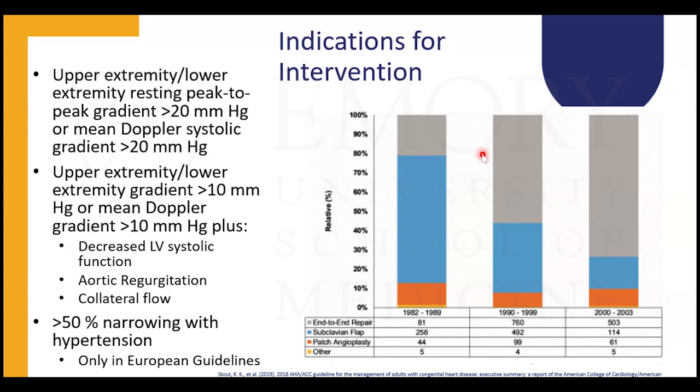The other thing that's notable is the method of repair has changed over time from primarily a subclavian flap repair to now an end-to-end anastomosis repair. It's important to recognize if patients have had a subclavian flap repair, which often, even without imaging, you can tell just from the pulses in their arms.